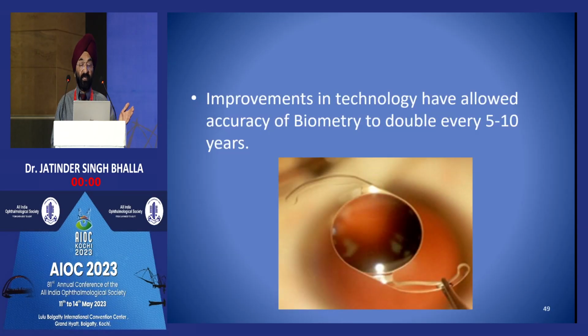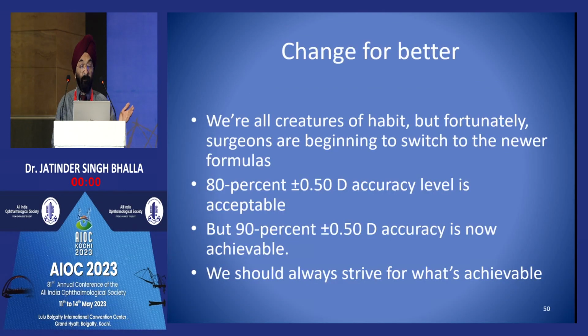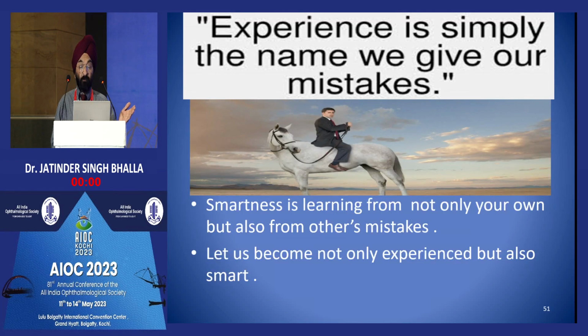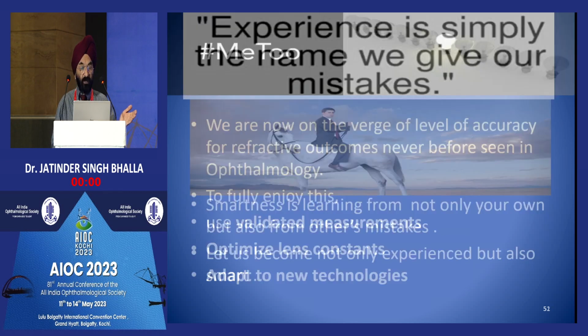So improvements in technology have allowed accuracy of biometry to double every 5 to 10 years. Previously 80% accuracy was acceptable, but now 90% is achievable. So we should always strive for what is achievable and not settle for what is acceptable. Smartness is learning from not only your own but also from others' mistakes. So let us not only become experienced but also smart.